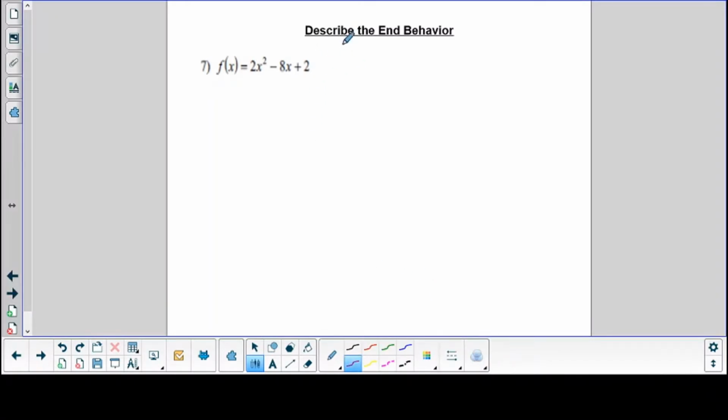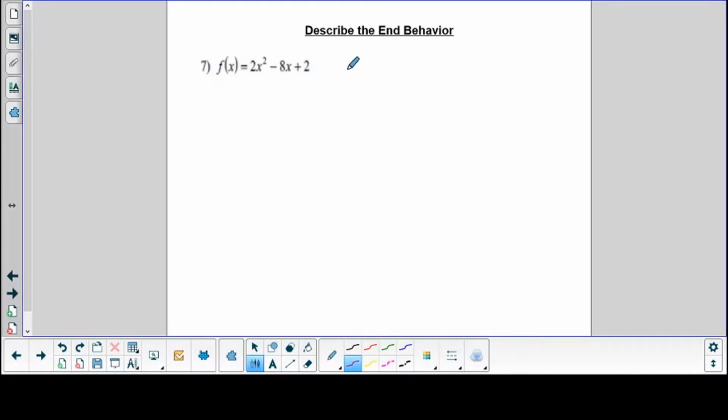So let me go over a couple of examples from your homework about end behavior. If you have your sheets from class, that would be tremendous help. If not, then you'll want to watch the video that I posted that reviews end behavior. So number 7 from your homework, f of x equals 2x squared minus 8x plus 2.